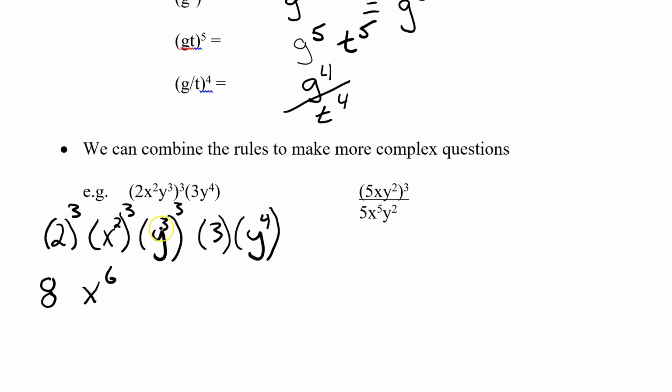And then I've got y cubed to the 3rd. Power to a power, multiply. 3 times 3 is 9. And then I've got a 3. And then I've got y to the 4th.